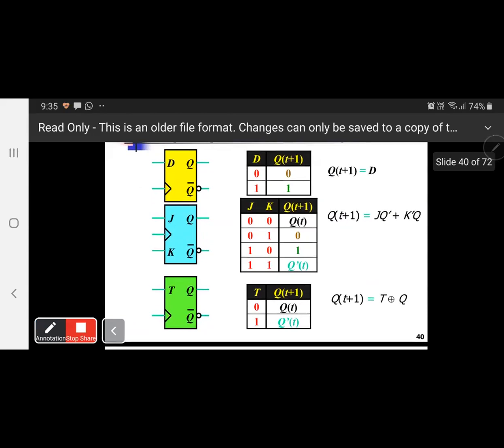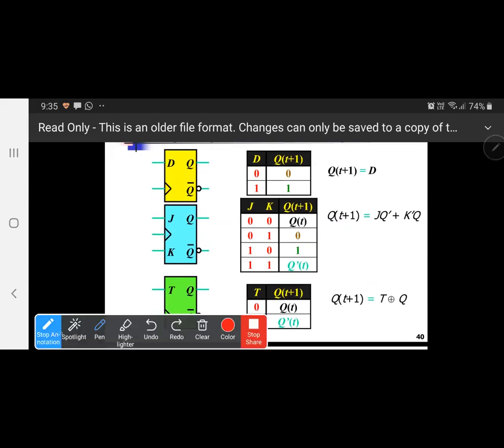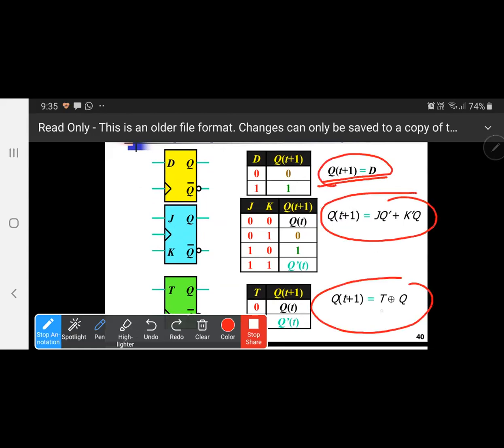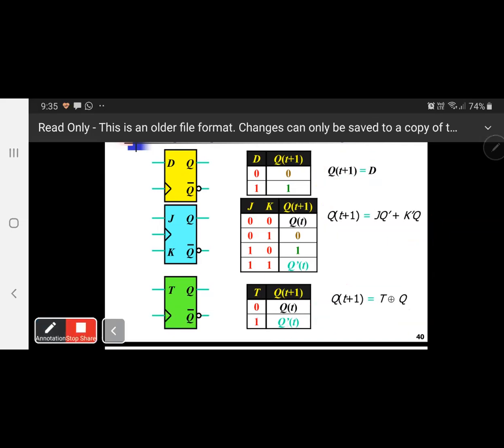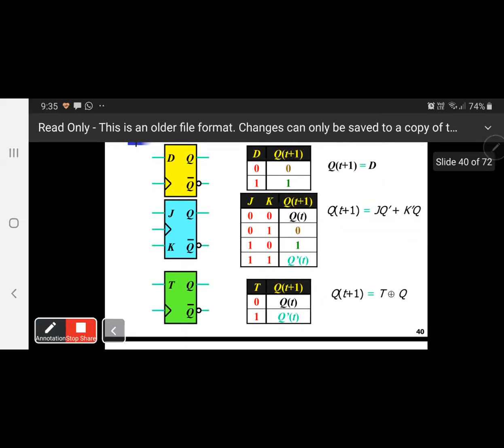Now here the equations, girls, you need to know these equations because we will use them to solve the problems. So this is the D flip-flop, QT plus 1 is D, QT plus 1 is this, and QT plus 1 is T XOR Q for the T flip-flop. For T flip-flop, I can tell you how you get this. Wait a minute.